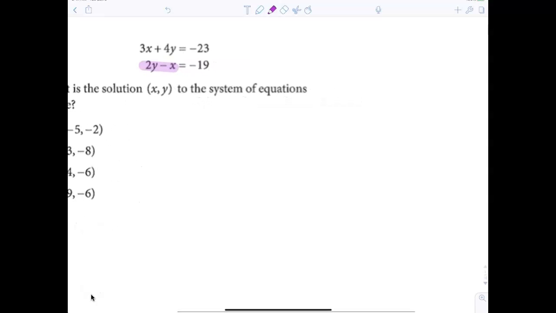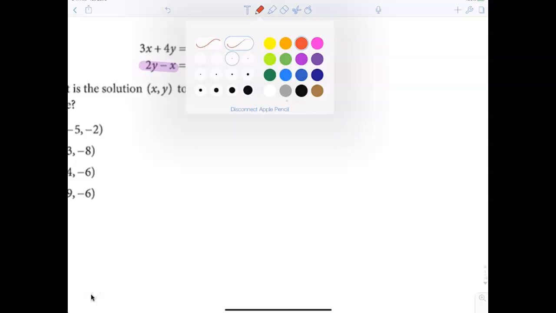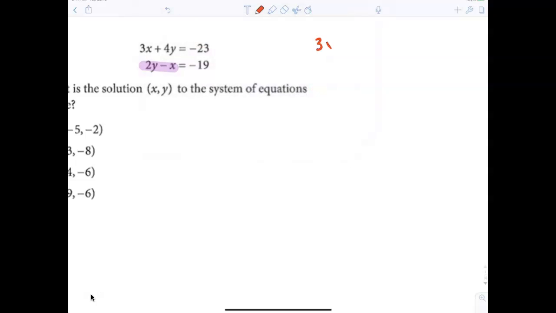I want everybody to write down 3x plus 4y equals negative 23, and then negative x plus 2y equals negative 19. Then I want someone to try to remember, how do I solve this system of equations? How do I solve that system? What would be a good way?